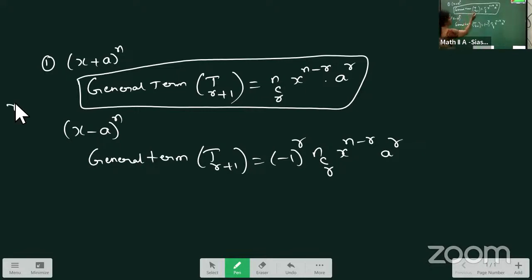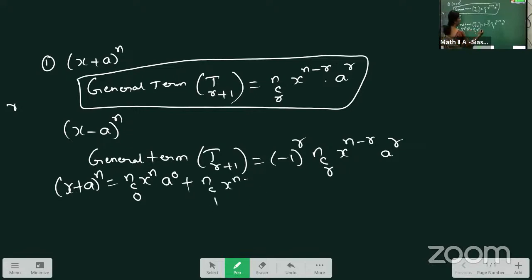That is why we call it T(r+1). For example, x plus a whole to the power n expansion is there. How will we expand this? nC0 x to the power n a to the power 0 plus nC1 x to the power n minus 1 into a to the power 1 plus nC2 x to the power n minus 2 into a to the power 2 plus and so on.